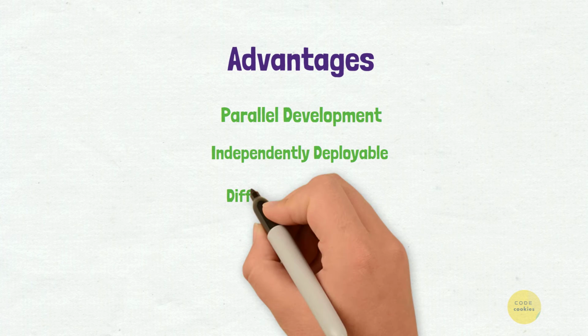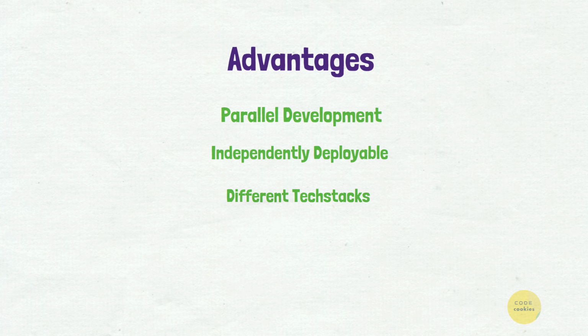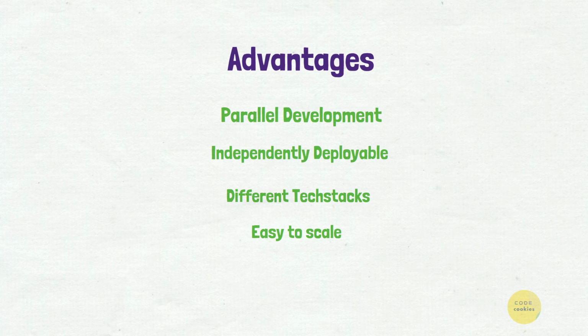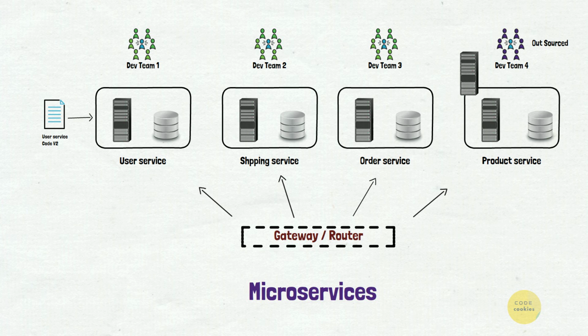And the next advantage is you can use different tech stacks for each of the microservices. As our microservices communicate only through network calls, depending on that particular microservice's requirements and also depending on the skill set of the development team, you can choose the tech stacks differently for different microservices. And the next advantage is they are easy and flexible to scale. So if we have more traffic coming onto the product service and if we want to scale out that particular service, we can scale only the product service by bringing in more resources without changing any other microservices.